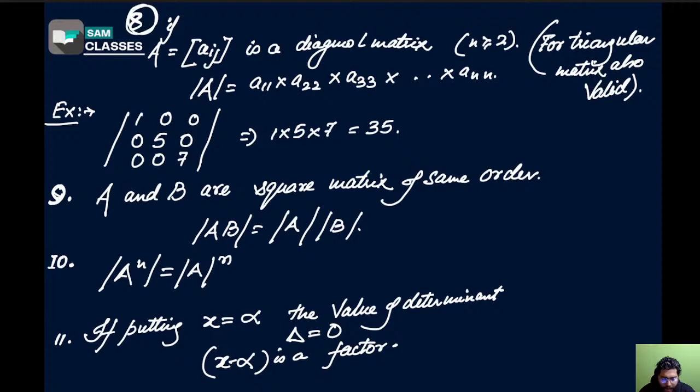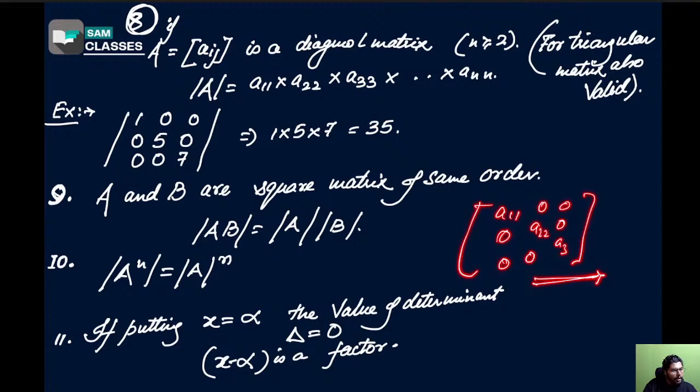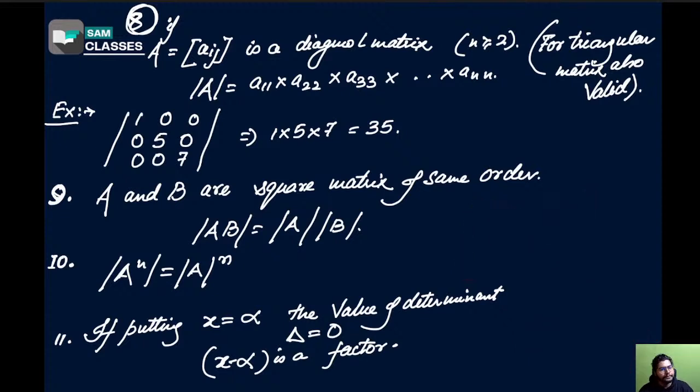Next property. Very important, 8th property. A lot of people don't know. Let's say I have a diagonal matrix: A11, A22, A33, and the rest all is 0. So in this case, what is the determinant? Multiply the diagonal: A11, A22, A33. Multiply the diagonal. Nothing more. Clear? Everybody clear?